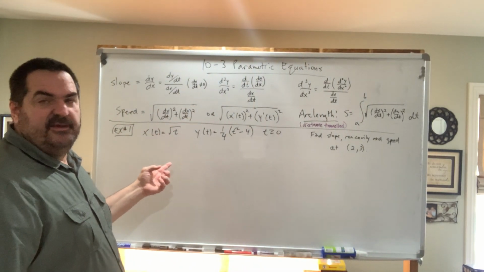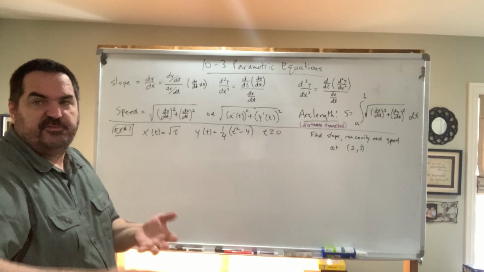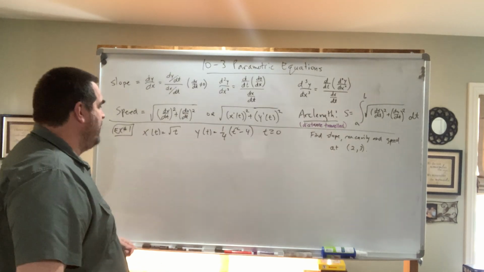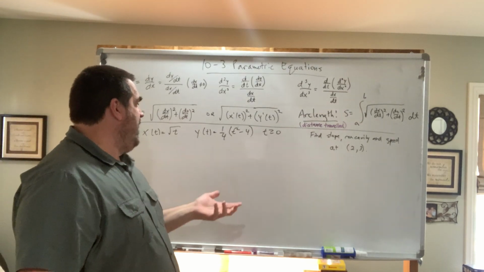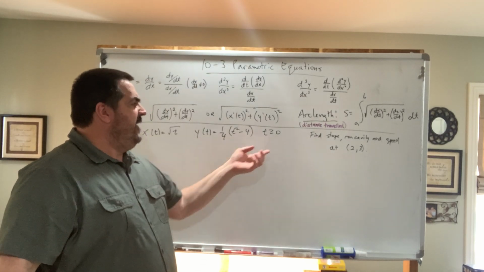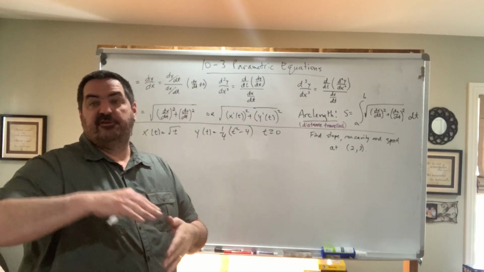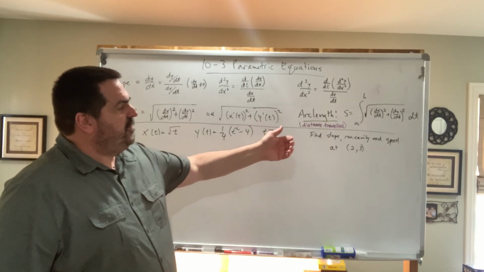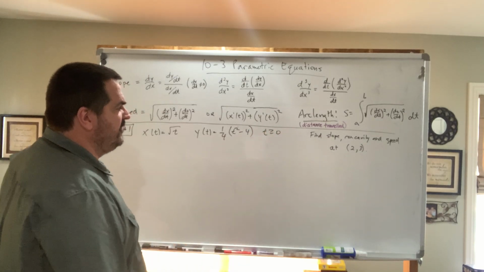This says x of t. It could just say x equals, but x of t means in terms of t, radical t. And then we have y of t is 1/4 t squared minus 4. They said the time is greater than 0, so we're starting at 0 on. Find the slope, concavity, and speed. So let's start off with slope.